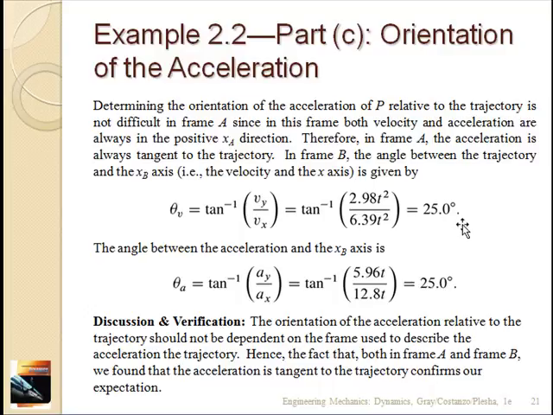For the acceleration, we just take the ratio of the components of the acceleration vector, ay and ax. Again, the t's cancel, and in this case, the acceleration is tangent because it's a straight line path, and so we also get 25 degrees for the acceleration. So we know the magnitude of the acceleration, the magnitude of the velocity, we know the orientation. We pretty much know everything we need to know about that particle in the two coordinate systems A and B.